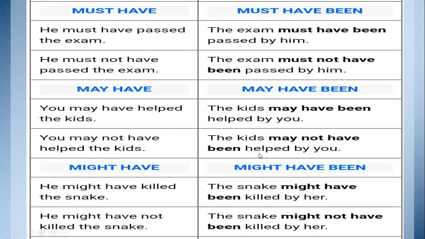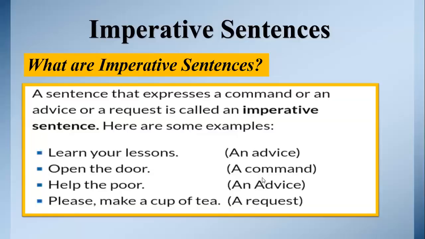So you see in the examples that every time it's only a been that I am adding and the format I'm changing. Now you must have learned it by now with so many examples. He might have killed the snake. The snake might have been killed by him. He might not have killed the snake. The snake might not have been killed by him. Okay? Is it clear? Let's move on.